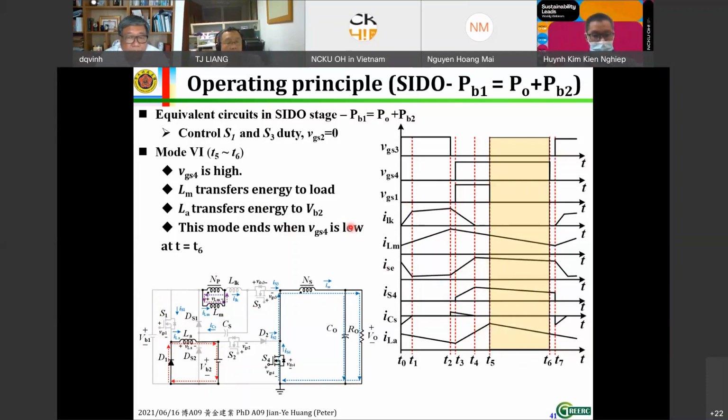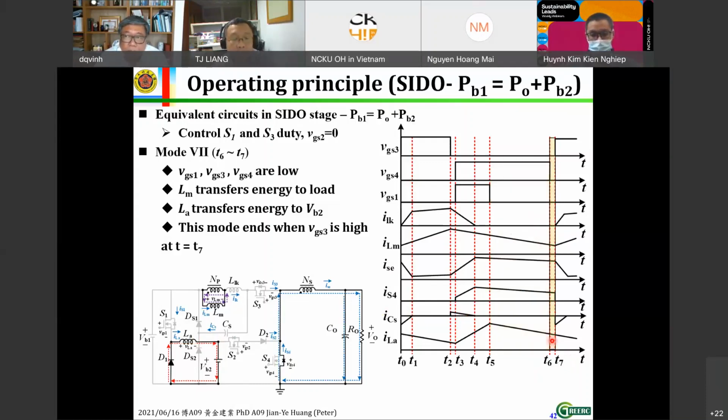In mode 6, the VGS4 is high, so the LM continue to transfer energy to load through coupled inductor, and the LA transfer energy to battery. This mode ends when VGS4 equal to 0 at T equal to T6.